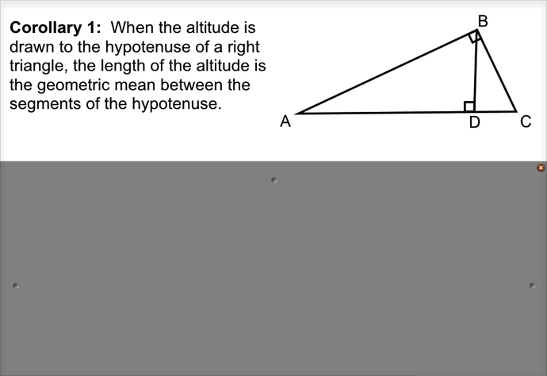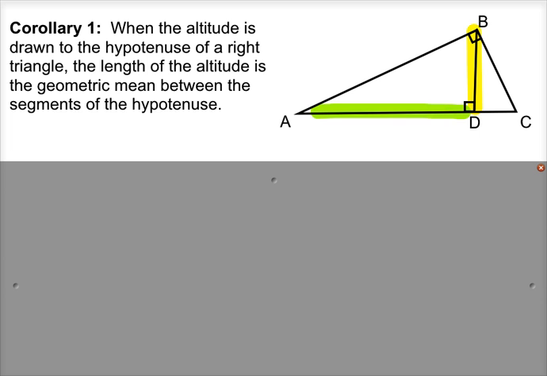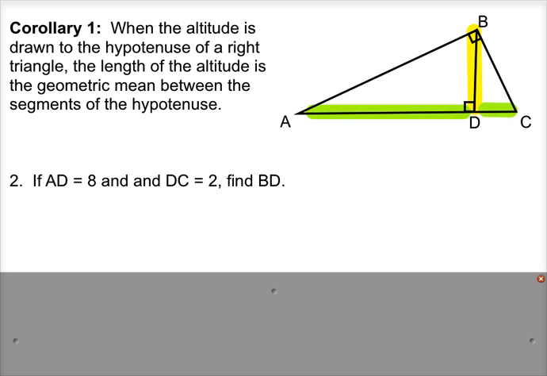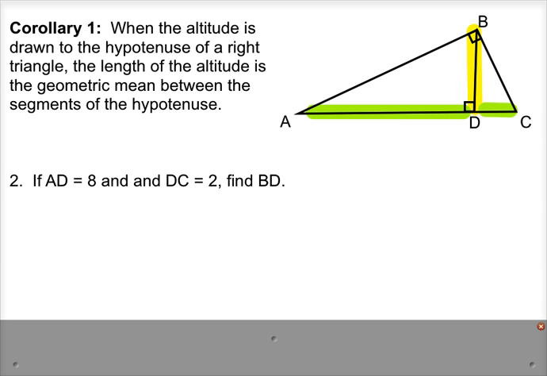Okay, Corollary 1. When the altitude is drawn to the hypotenuse of a right triangle, the length of the altitude is the geometric mean between the segments of the hypotenuse. So if I think of what this is saying, the altitude is going to be the geometric mean between these two pieces. So that works out in a problem like this. If AD is 8 and DC is 2, find BD, and I'm going to call it X.